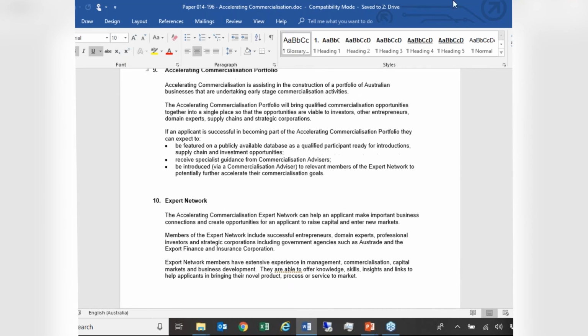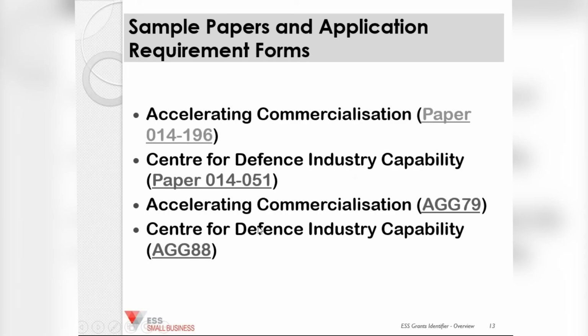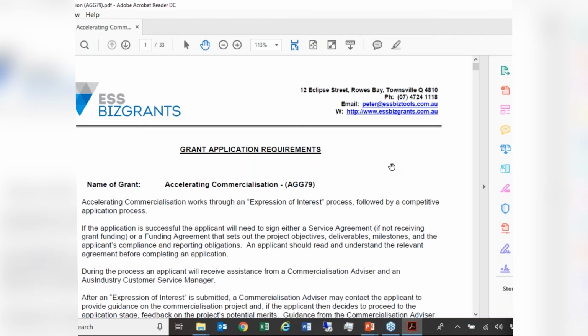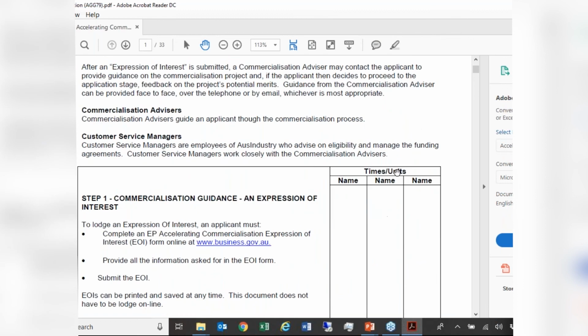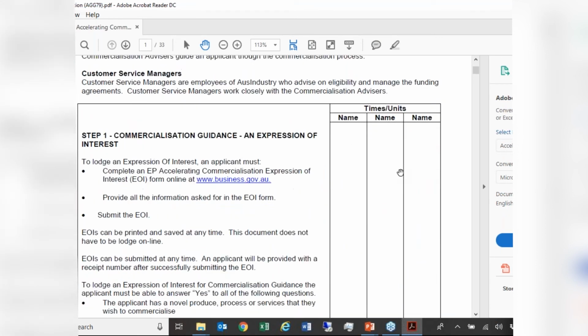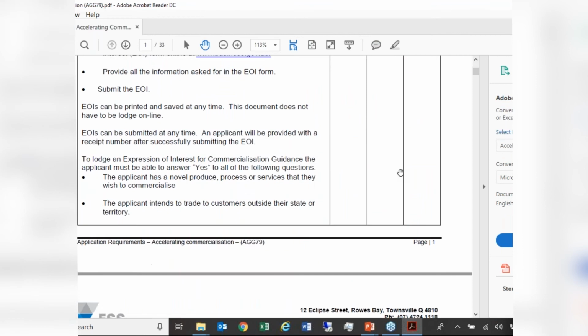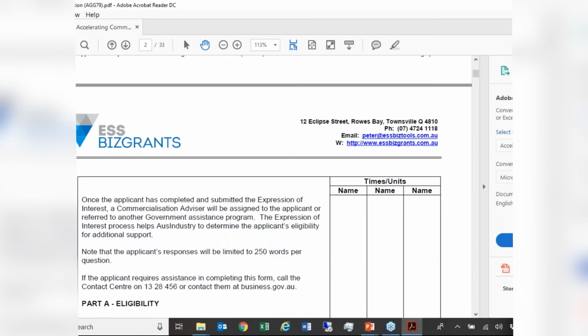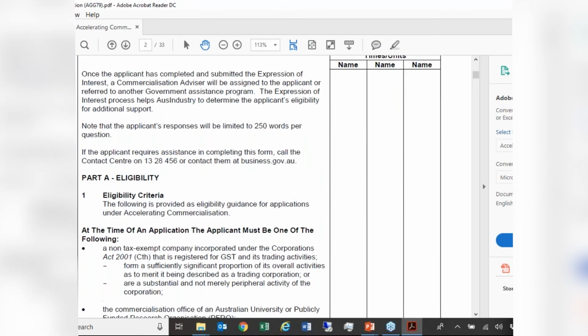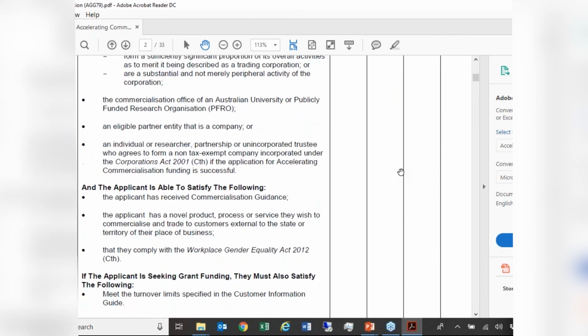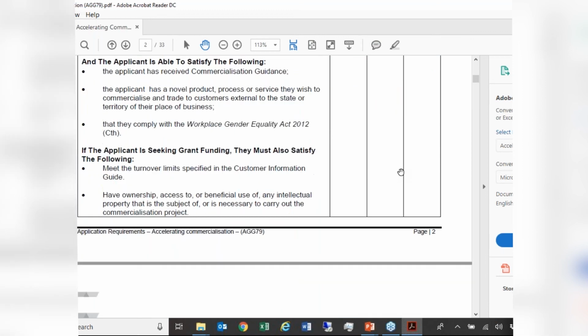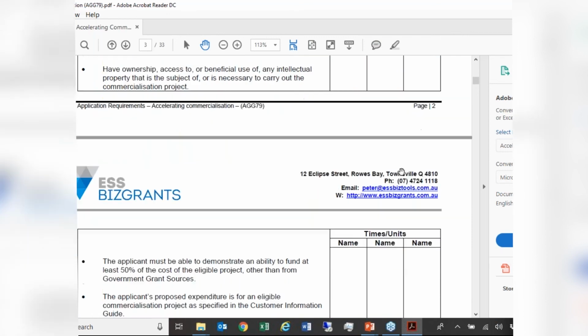So hopefully that gives you an idea of what you're going to receive. The next item I want to show you is the Accelerating Commercialization Grant Application Requirements. This is the step-by-step process that we have prepared to guide an applicant through the process of preparing the grant application yourself. Or you could hand this to the person who's going to prepare the grant application on your behalf. It's part of the package that you're paying ESS Small Business a fee for.